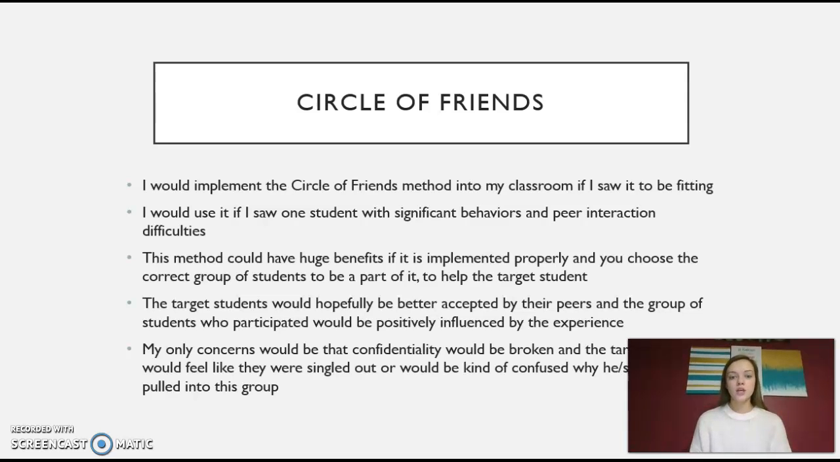They see if these students are going to be able to improve these behaviors and interactions with this student. So I think that this method would have huge benefits if it's implemented properly and you choose the correct group of students to be a part of it.